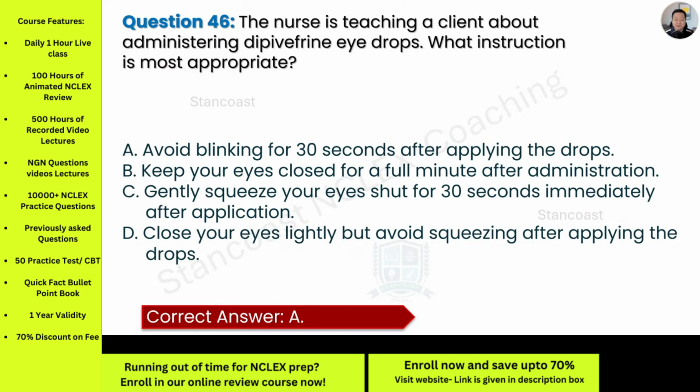Letter D is also incorrect. We know that lightly closing the eyes may reduce spillage, but it's less effective than avoiding blinking entirely. So lightly closing the eyes does not optimize absorption as effectively as keeping them open without blinking for a brief period. Let's have number 47.